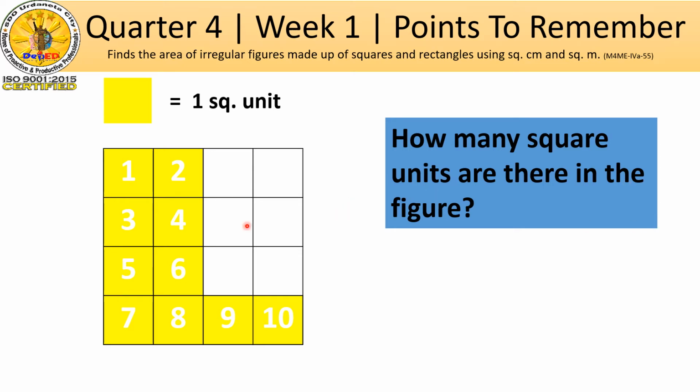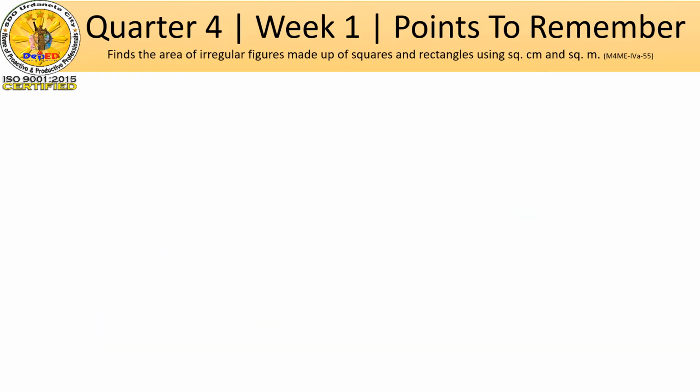Why do we need to put these lines over and across the figure? For us to count how many square units make up the figure. So, 1, 2, 3, 4, 5, 6, 7, 8, 9, 10. This figure has 10 square units. That is what you call the area.